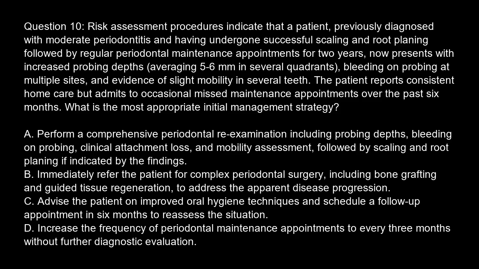Option A. Perform a comprehensive periodontal re-examination including probing depths, bleeding on probing, clinical attachment loss, and mobility assessment, followed by scaling and root planing if indicated by the findings. Option B. Immediately refer the patient for complex periodontal surgery, including bone grafting and guided tissue regeneration, to address the apparent disease progression. Option C. Advise the patient on improved oral hygiene techniques and schedule a follow-up appointment in 6 months to reassess the situation. Option D. Increase the frequency of periodontal maintenance appointments to every 3 months without further diagnostic evaluation.